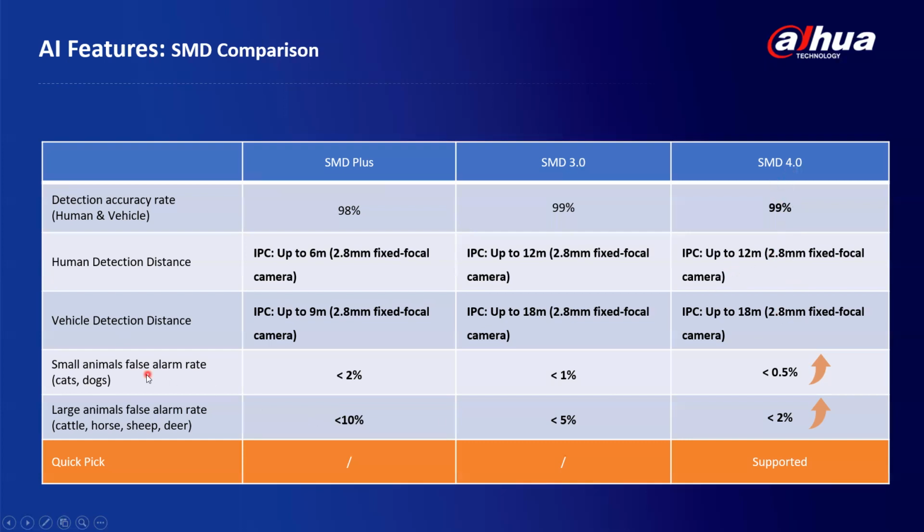In terms of the small animal false alarm rate, you find that now the false alarm rate reduces considerably to 0.5% when you get to SMD 4.0. The quick pick function is only supported by this SMD 4.0, whereby you can pick items based on the two target filters, the humans and the vehicles.